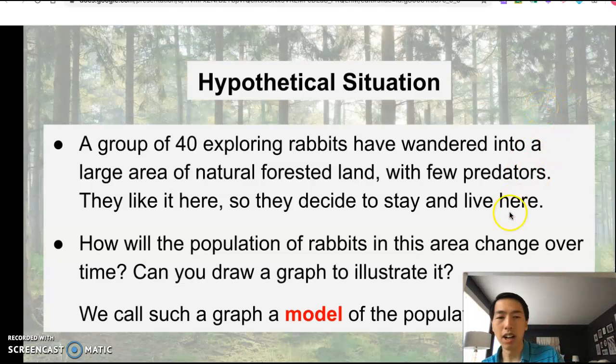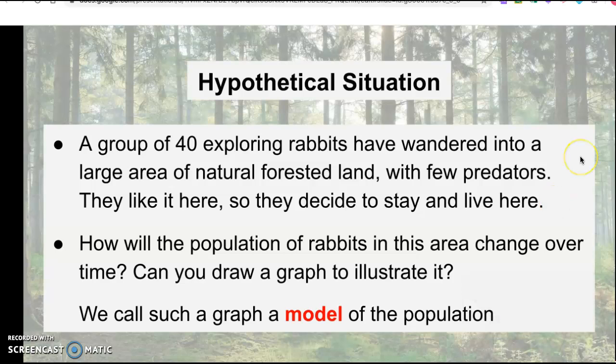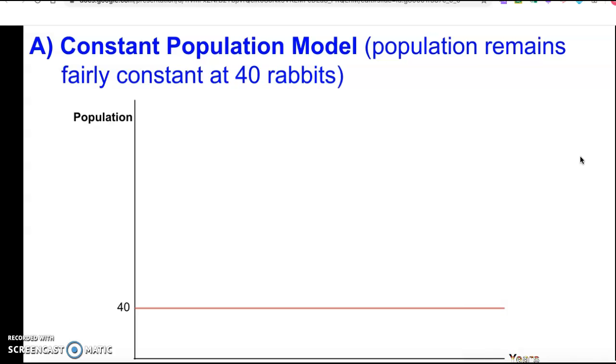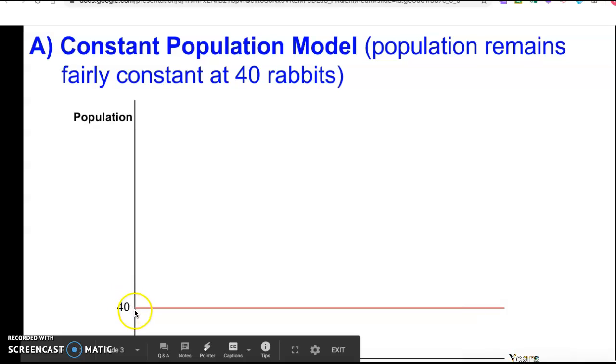Okay. So the first model, I call it the constant population model. And I call it this because it's predicting that the population of the rabbits is going to remain fairly constant at 40 rabbits. So here you see the number 40, and the red line is my visual representation of how I think the population is going to be over time.